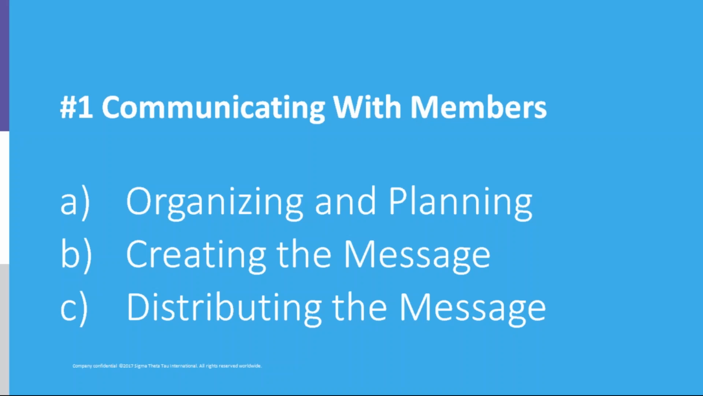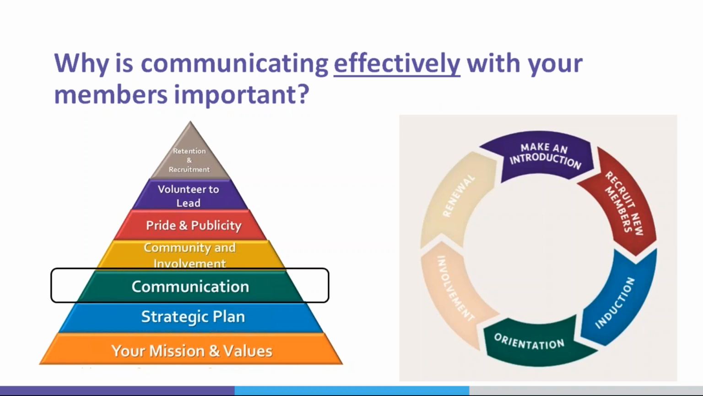The first topic I will cover is communicating with members. Without effective communication, your Developing Honor Society and potential future chapter will struggle to attract new members as well as retain active members. On the sustainability pyramid, shown here on the left, communication is the third level up from the bottom. Without effective communication, you will have difficulty reaching the upper levels of building a sense of community and member involvement, cultivating pride and publicity, having new volunteers to lead, and finally, retention of active members and recruitment of new members.